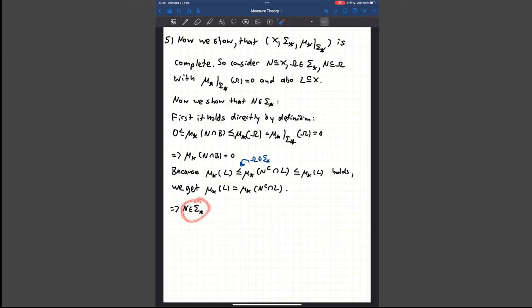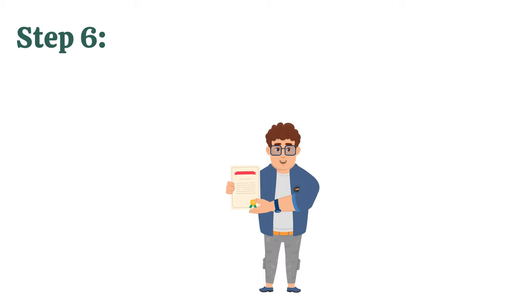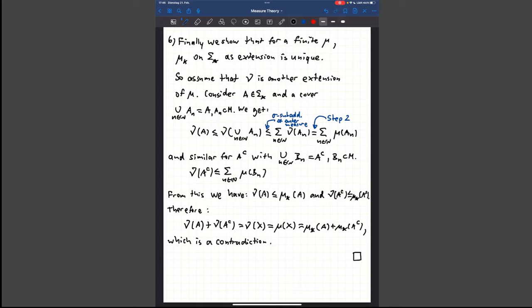Step 6. If mu is finite, then the extension is unique. Finally we show now that if we have a finite mu, then its extension is unique. And of course you can't expect uniqueness if this isn't true. I told you that also in the Caratheodory video before. If you take the counting measure, you can construct really strange counterexamples. So you can't expect that.